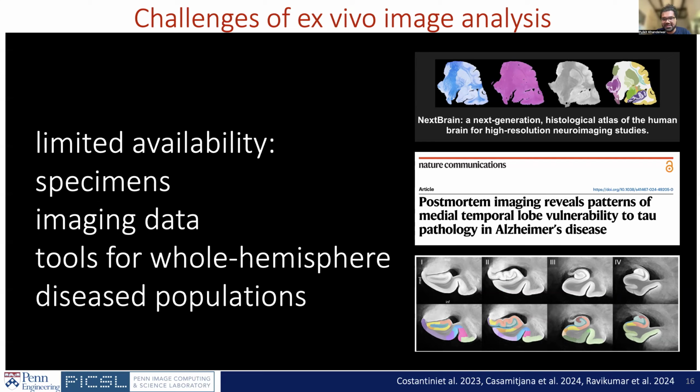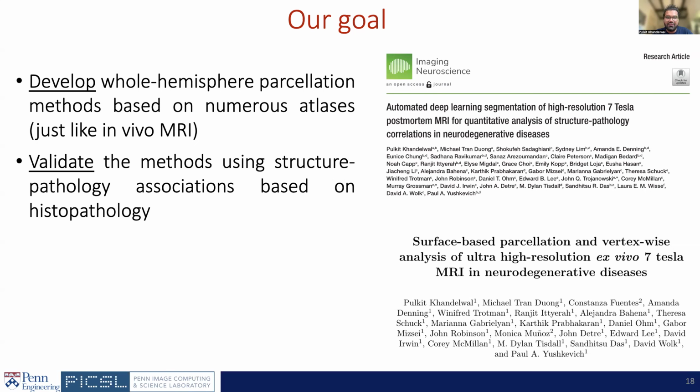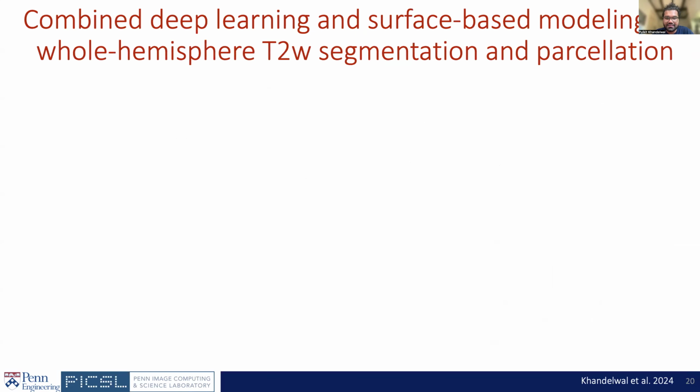hemisphere disease population. Therefore, in this study, our goal is to develop whole hemisphere parcellation methods based on numerous atlases, just like is done for in vivo MRI. Then we would validate the methods using structure-pathology associations based on histopathology, which would enable us to do pointwise analysis, like in vivo imaging, to understand the underlying pathological processes which affect neurodegeneration within the AD spectrum.